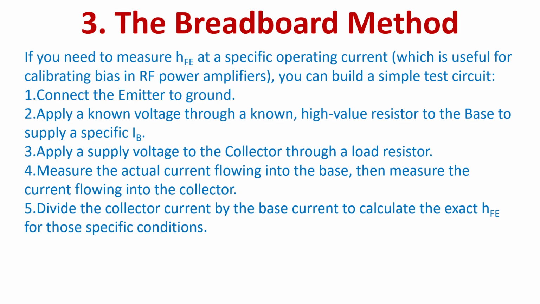Breadboard method. If you need to measure hFE at a specific operating current, which is useful for calibrating bias in RF power amplifiers, you can build a simple test circuit. Connect the emitter to the ground, apply a known voltage through a known high value resistor to the base to supply a specific base current, apply a supply voltage to the collector through a load resistor, measure the actual current flowing into the base, then measure the current flowing into the collector. Divide the collector current by the base current to calculate the exact hFE for those specific conditions.